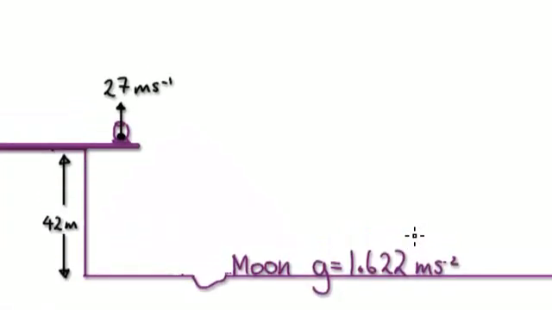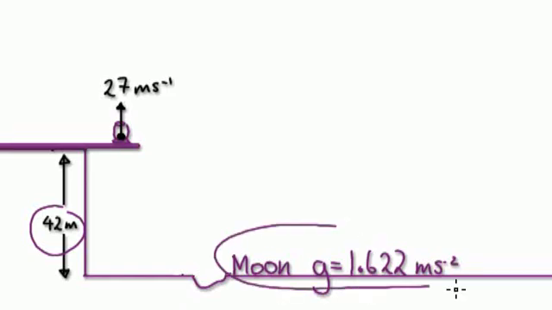Okay, in the previous video, I gave you an example. So now it's your turn to have a go. We are 40 meters high up on a cliff, and this cliff happens to be on the moon. Just imagine there's a cliff on the moon.